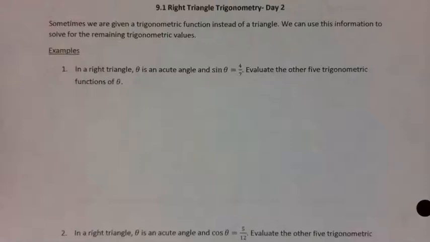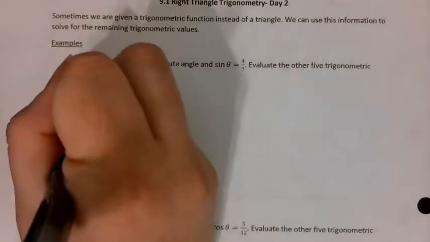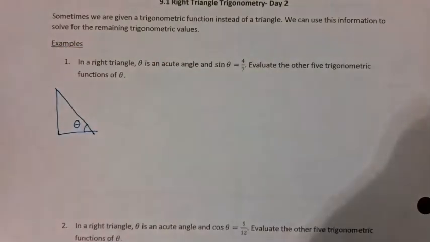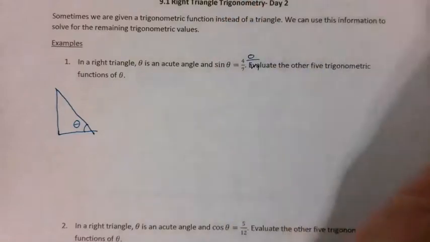Okay, so in today's video, we're still using right triangle trig, but this time we're given a trig ratio and we need to find the other 5 trig functions. So what I do is I start off by drawing my right triangle. Then I need to label my angle, theta, and remember, sine is opposite over hypotenuse.